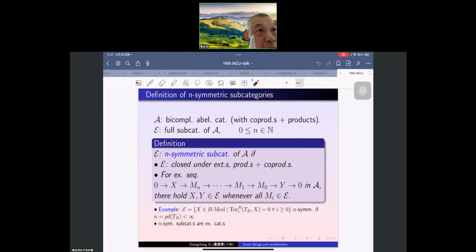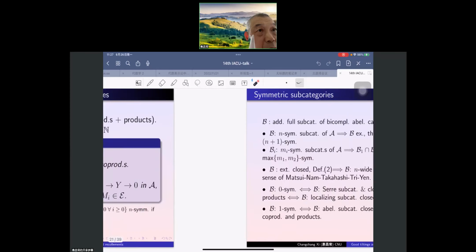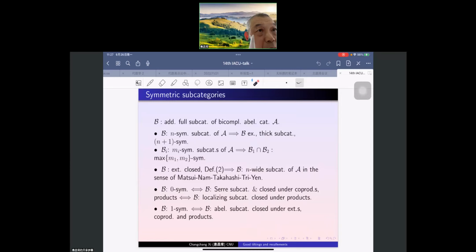So n-symmetric subcategories are exact categories, and they rarely exist except in these examples. An n-symmetric subcategory also has some properties related to other notions. For example, if B is an n-symmetric subcategory of A, then it is an exact category and a full subcategory, and it is also n plus one symmetric. If M1 and M2 symmetric subcategories are given, you can consider the intersection, and this is the maximum symmetric subcategory.